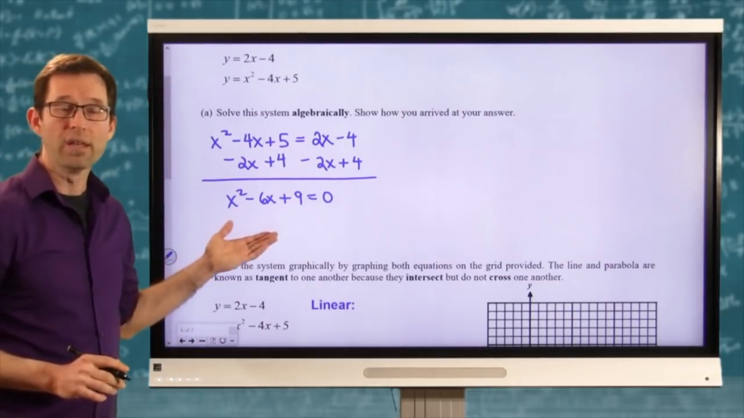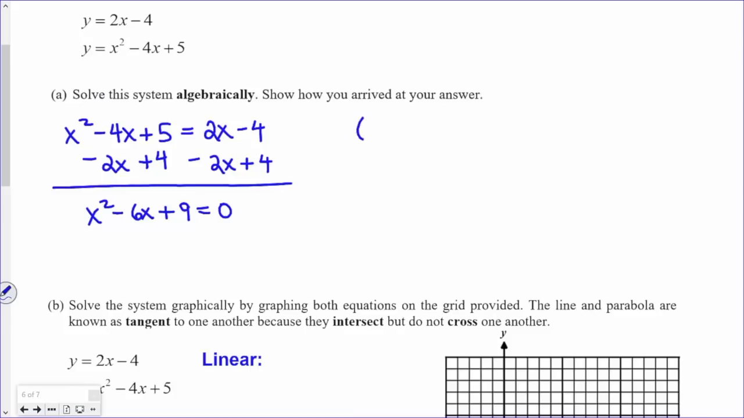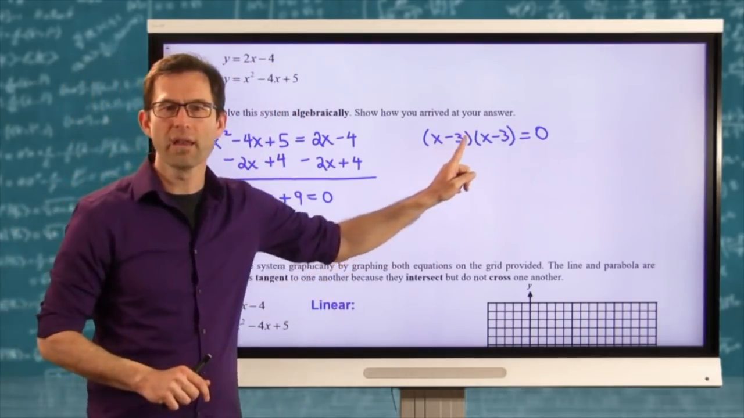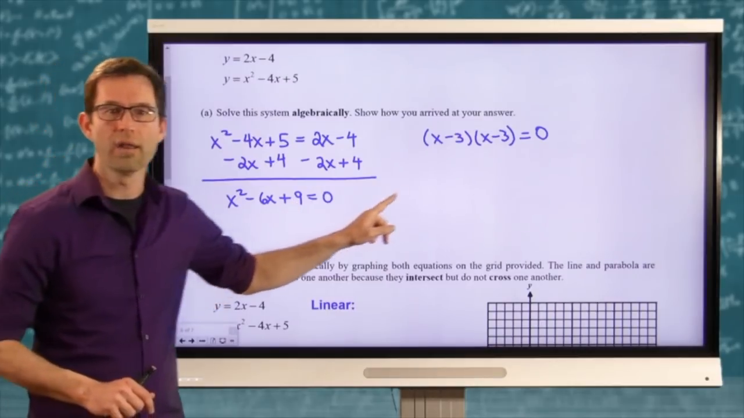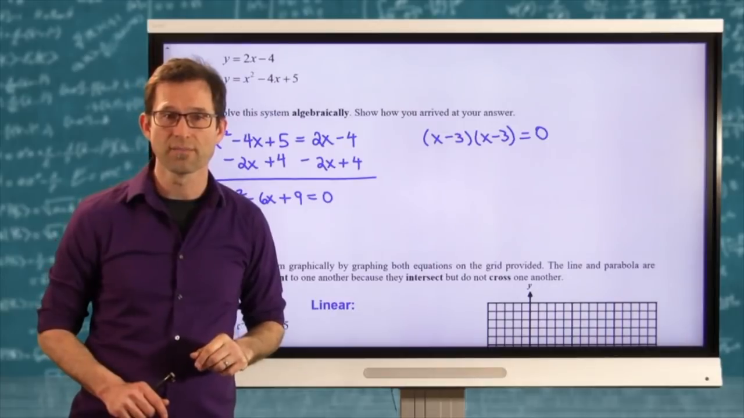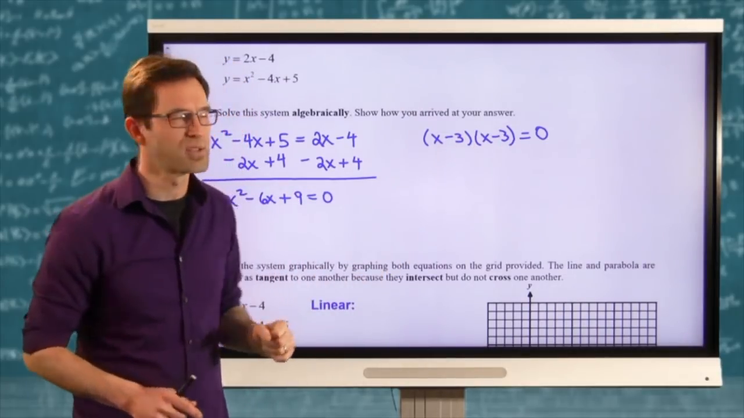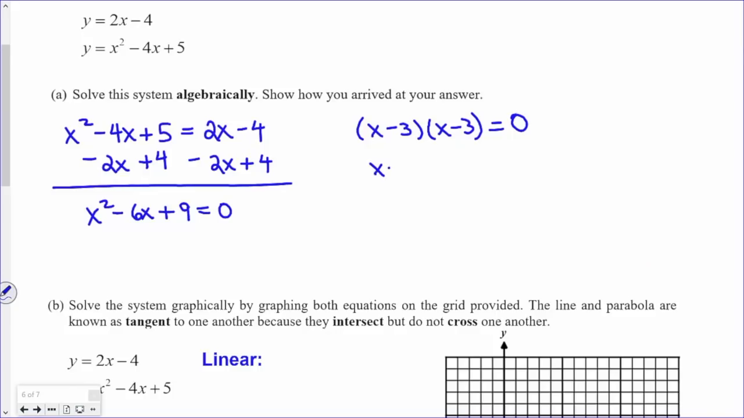Okay. Now I need to factor that. This is a full-on trinomial, but it factors a little bit weird. It factors into x minus 3 times x minus 3. And you can verify it, right? Negative 3 times negative 3 is positive 9, and then negative 3x and negative 3x is negative 6x. Now, what's the result of having x minus 3 times x minus 3? Well, what it really means is that there's only a single 0.